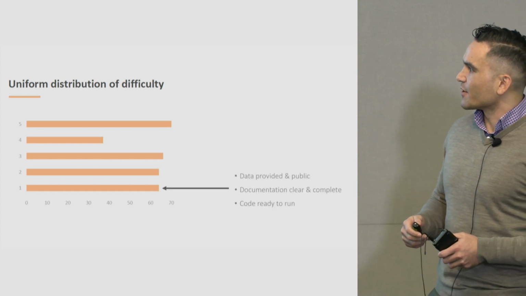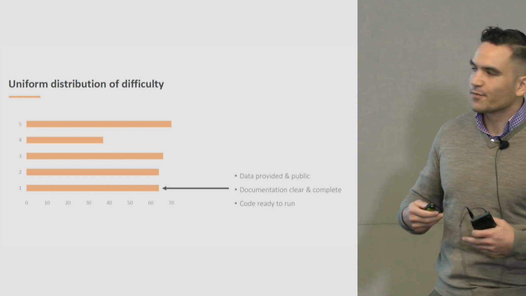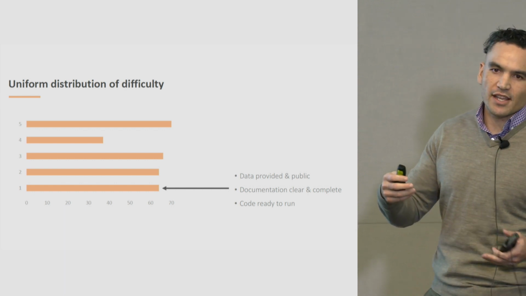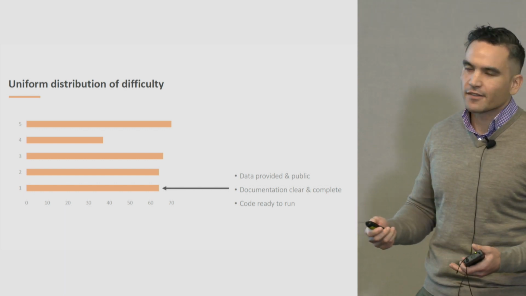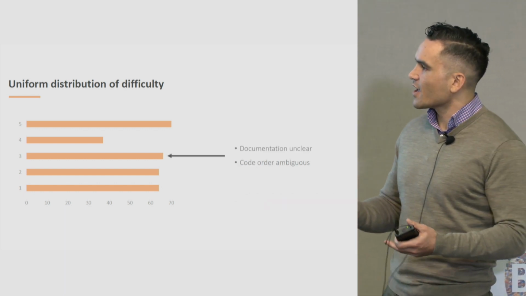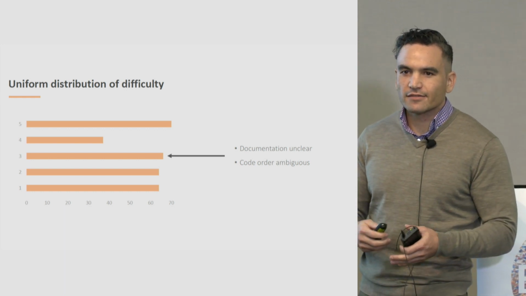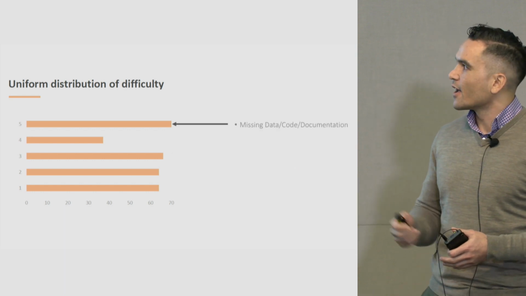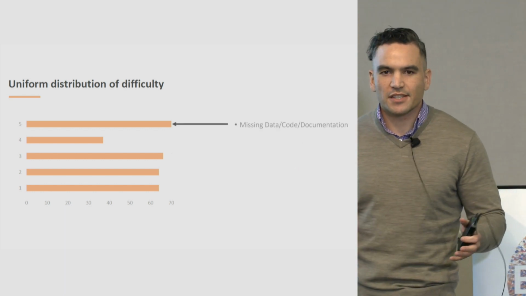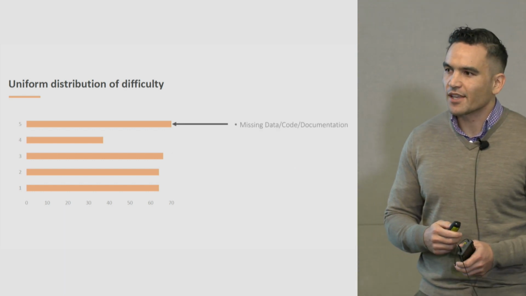Okay, so a difficulty of 1 is all the data is provided, it's public, the documentation is really clear, the code's there, and we know how to run it. A difficulty of 3 was, the code is all there, but we don't know what order to run it in. The documentation's a little ambiguous. And in terms of most difficult, stuff was missing such that we couldn't even begin to attempt the exercise.